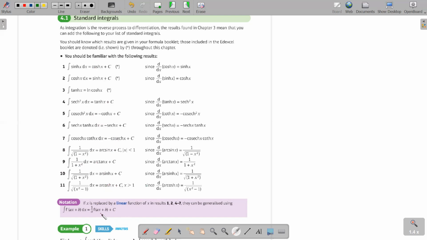So the first thing is to note down these rules, and then we are directly allowed to use these rules. You must be familiar with these results because you are allowed to use them directly in the sums. So first note them down.